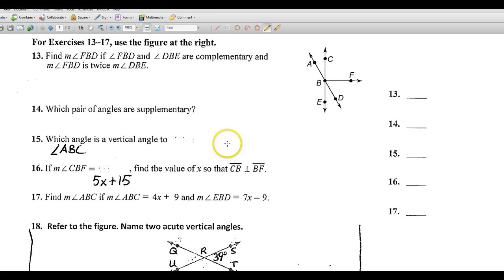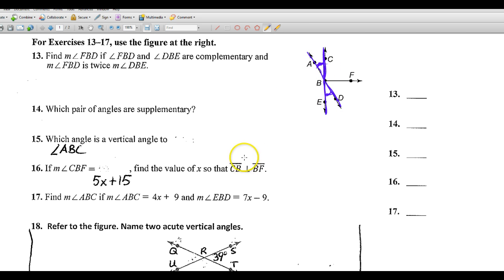Number 17, find the measure of angle ABC, if ABC is 4x plus 9 and EBD is 7x minus 9. So ABC, this angle, and EBD, this angle. What can we say about those? We can say that those two angles are congruent. Why can we say that they're congruent? Because they're vertical angles. Two intersecting lines, and they're non-adjacent.